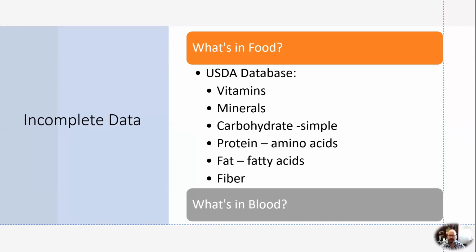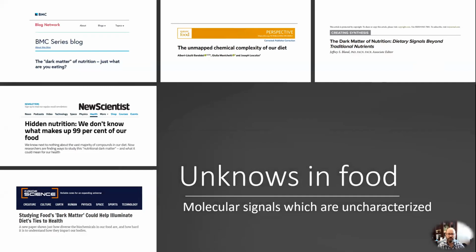Similarly, there's a significant disconnect between what's in food and what's found in the blood after we consume food. So these unknowns in foods are often referred to as nutritional dark matter. So these are molecular signals that are often characterized using metabolomics techniques. And it's estimated that we can only identify between 1 and 10% of components in foods as observed using untargeted metabolomics techniques.